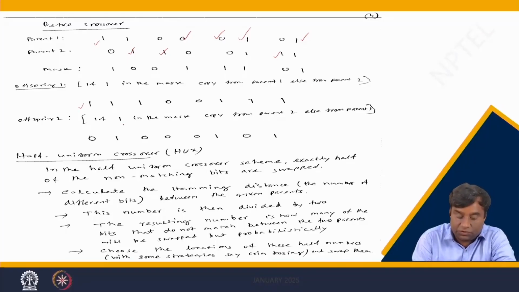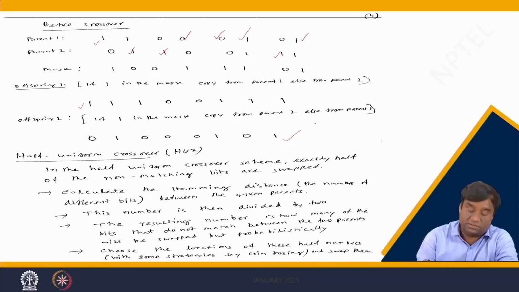Now if the rule is changed, so if it is 1, copy from parent 2, else from parent 1. So now copy it, so this is 0, this is 1, so 0 0 1 0 1. So that is the uniform crossover with marks.